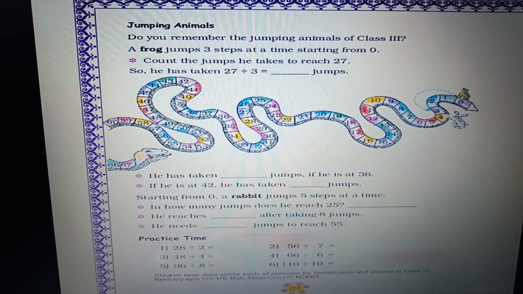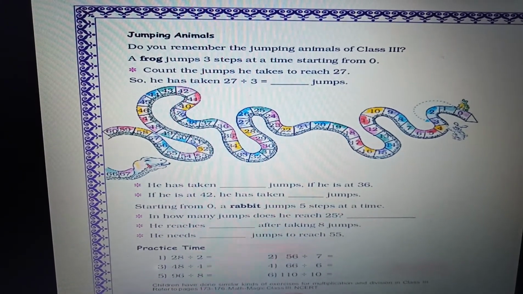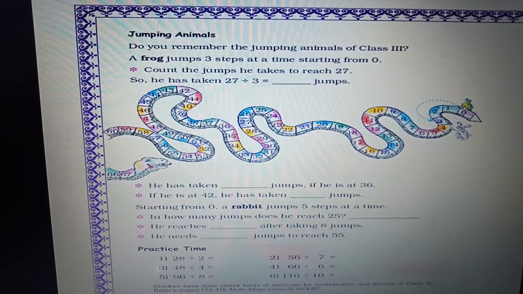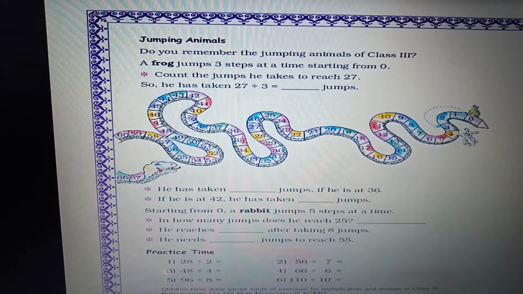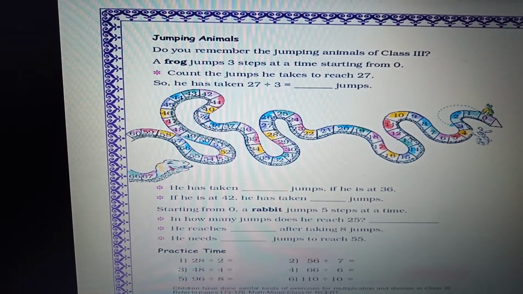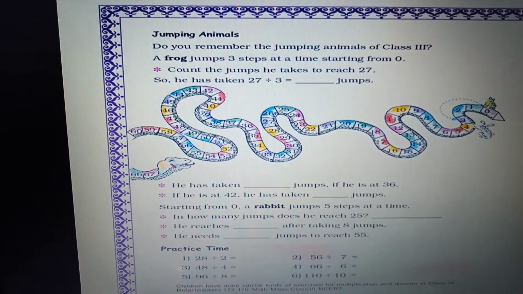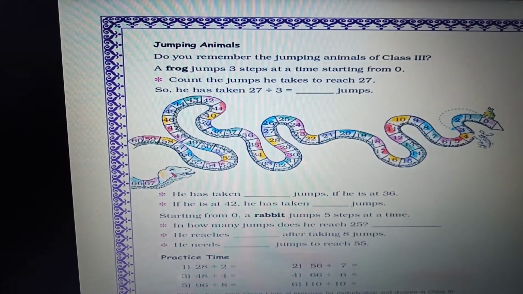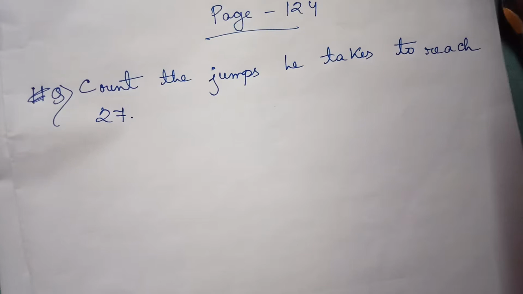So in page number 24, Math Magic, chapter 11, you can see jumping animals. Do you remember the jumping animals of class 3? A frog jumps 3 steps at a time starting from 0. So from 0, the frog jumps 3 steps at a time. Count the jumps he takes to reach 27. So from 0 to 27, we will count the jumps. Okay. So the question is, count the jumps he takes to reach 27.